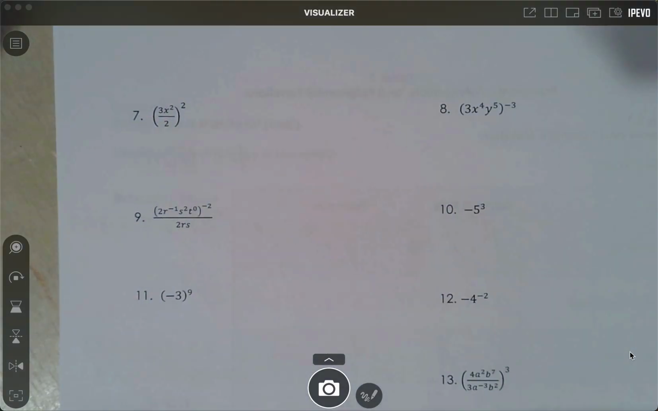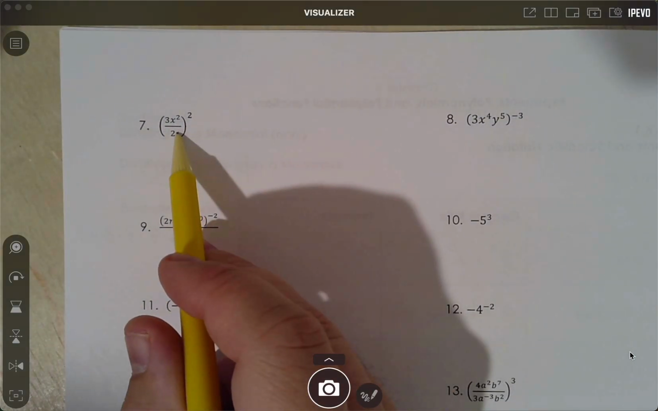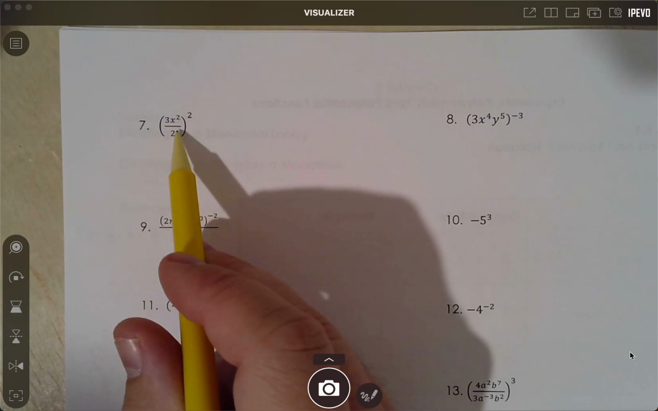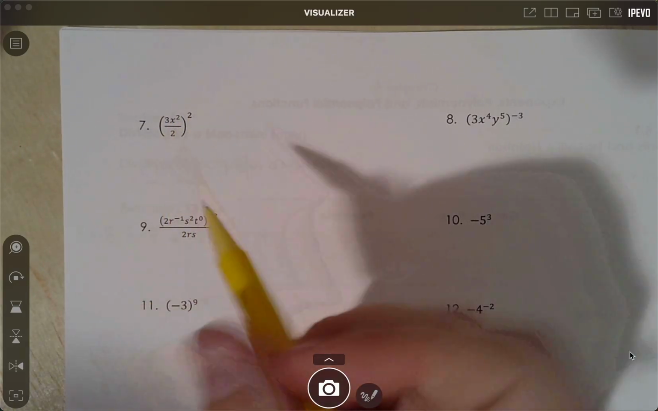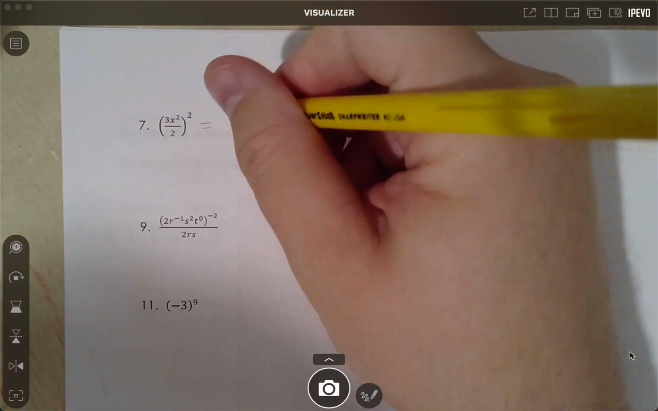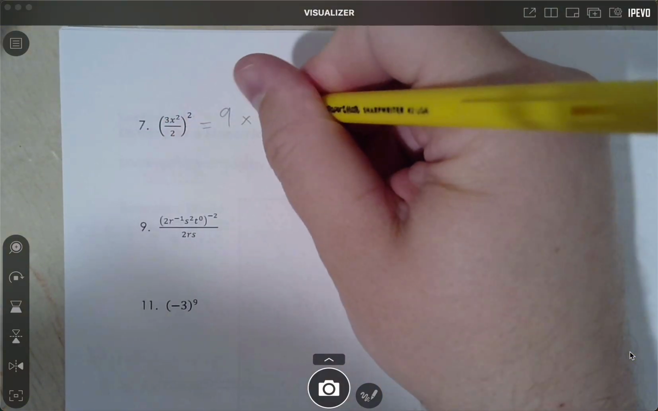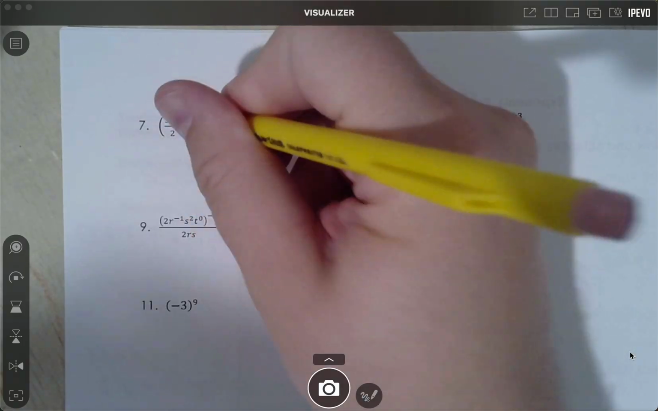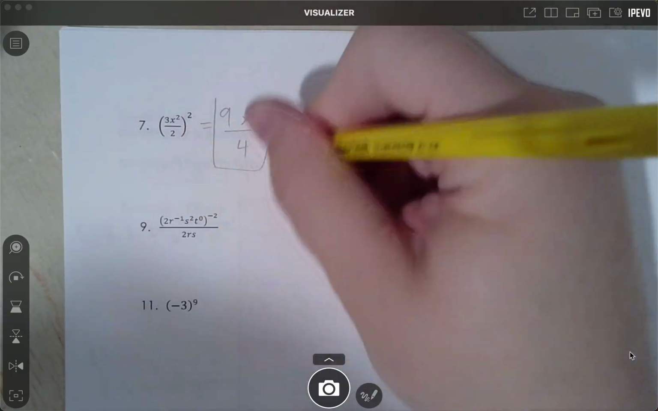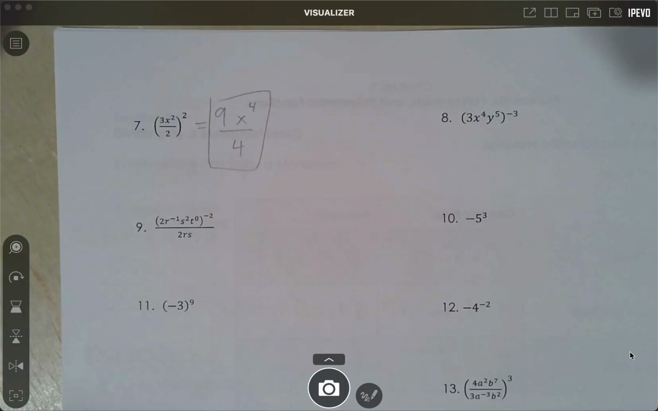All right, let's keep on going. Now, we have some division here, but technically, because it's all multiplication and division, we can still just apply this exponent of 2 to everything, and we'll get 9. Power to power, 2 times 2 is 4, and 2 squared is 4. All right, so we're done.